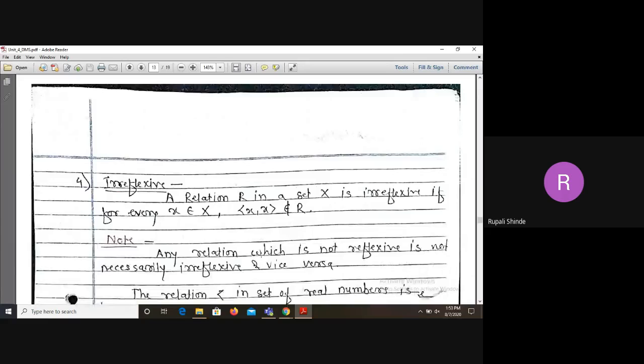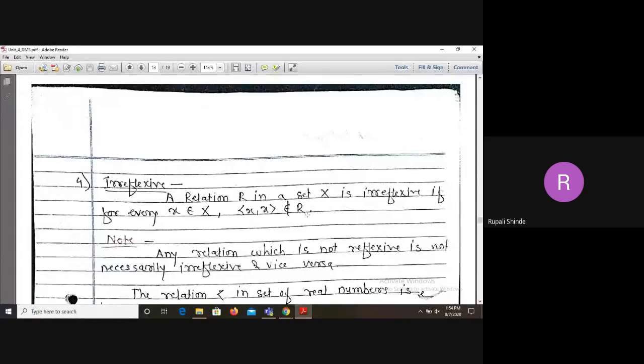The next property is the irreflexive property. A relation R in set X is called irreflexive if for every X belonging to X, ordered pair X comma X should not belong to relation R. So this is exactly opposite to the reflexive property. What we have seen for reflexive: for every X, ordered pair X comma X must belong to relation R. Then only we can say that that relation is a reflexive relation.